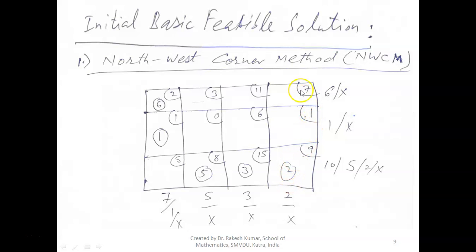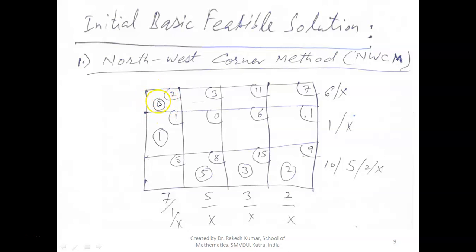Okay. Now, what do we have to do? We have to do the transportation. We have to obtain the initial basic feasible solution. For that, start from the northwest corner cell. So this is the northwest corner cell. North this side, south this side, east this side, and west this side. So in that case, it becomes the northwest corner cell.